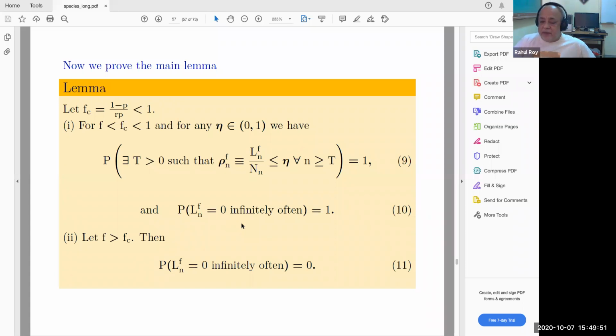And in the main lemma, remember, we have to do a bit of work because it was a spatially non-homogeneous Markov chain. So what we want to show is that for f less than fc less than 1, and for any eta in 0, 1, the proportion of the population to the left of f, remember f is less than fc, is small enough. There exists a time t such that the proportion of the population is less than or equal to eta for all n bigger than t. This probability goes to 1. And this is, of course, the random walk result, this part is trivial.